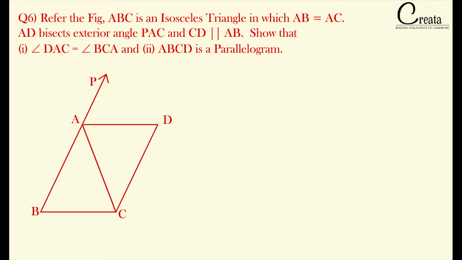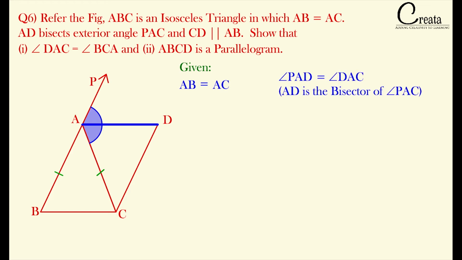Let's refer the figure. ABC is given as an isosceles triangle. This is the triangle ABC and AB is equal to AC. Further, in the question it is given as AD is bisector of angle PAC. Means these two angles will be equal to each other. That is, angle PAD will be equal to angle DAC. Why? Because AD is bisector of angle PAC. Let's give the name to angle PAD as angle 1 and angle DAC as angle 2, just for simplicity. So these are angle 1 and angle 2.